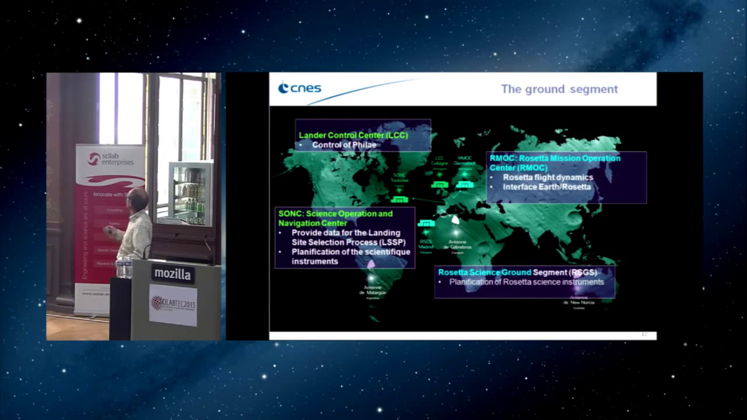We can also see on this map the antenna that were located in Malargüe in Argentina, one antenna in Spain, and the other big antenna in New Norcia in Australia.